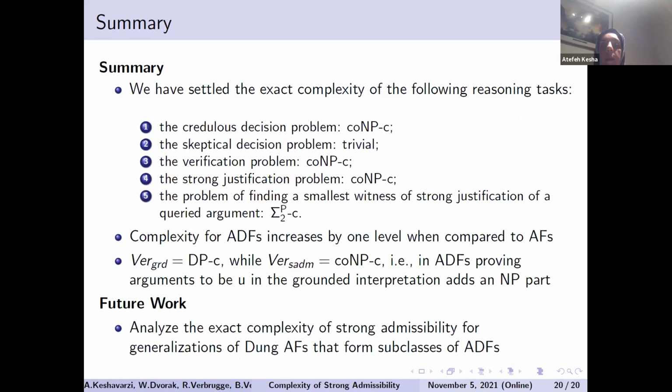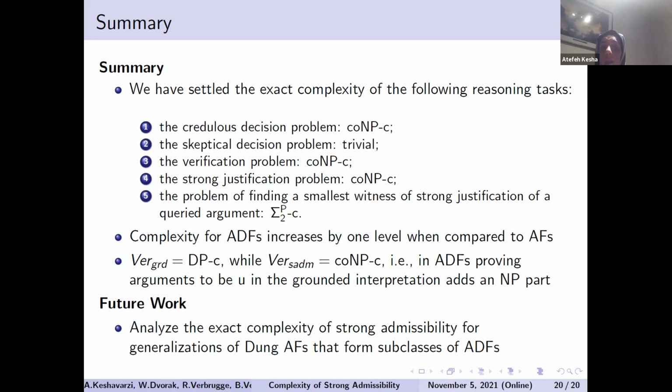And as a summary, in our work, we presented reasoning tasks for strongly admissible semantics of ADFs. We analyzed their computational complexity. We show that the credulous decision problem, verification problem, and strong justification problem are co-NP complete, and the skeptical decision problem is a trivial problem. We also show that the witness of a strong justification of an argument is sigma 2 complete. As usual, the complexity for ADFs increases by one level when compared to AFs in the polynomial hierarchy.